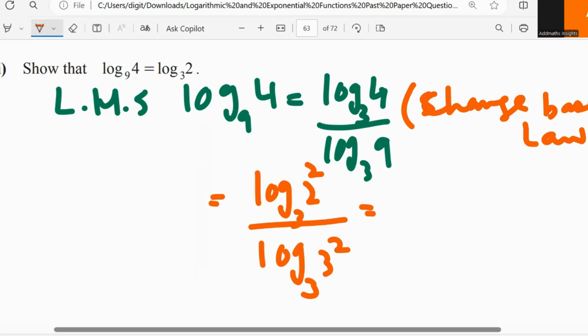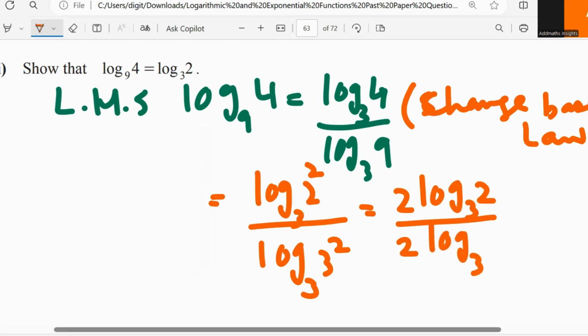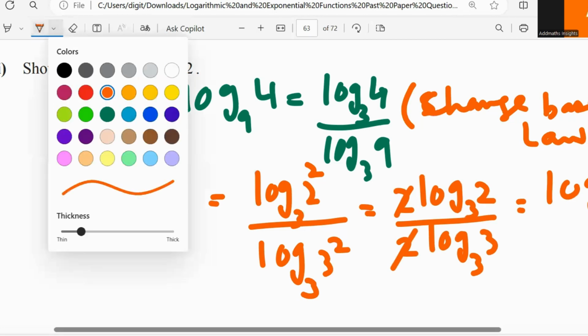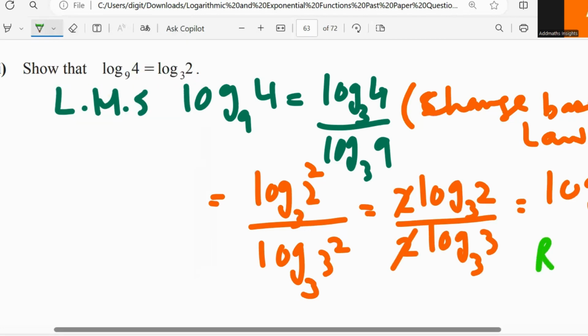And then you apply the power law and can write log base 3 of 2 over 2 log 3 of 3. And you can simplify. You know log 3 of 3 is 1. This is how you prove that this whole expression is equal to log 3 of 2. And this is basically your right-hand side. Hence it is proved.